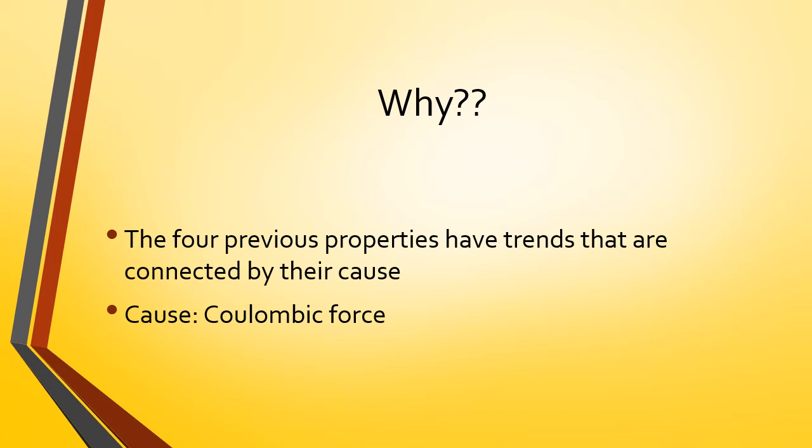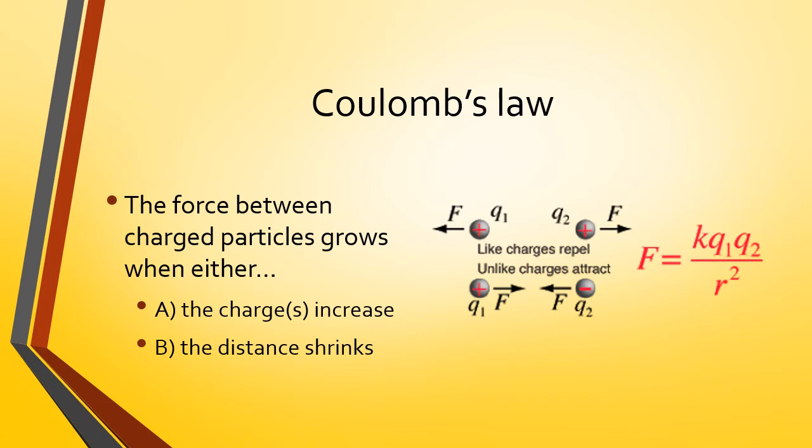Each of the 4 properties, atomic radius, electronegativity, ionization energy, and electron affinity, have the trends they do because of a similar reason. That cause is the Coulombic force that is present within an atom. So we should discuss what Coulombic force is. The Coulombic force is an attractive force between charged particles. The Coulombic force between 2 particles will grow if either A, one or both of the charges increases in size, and or B, the distance between the charges shrinks.